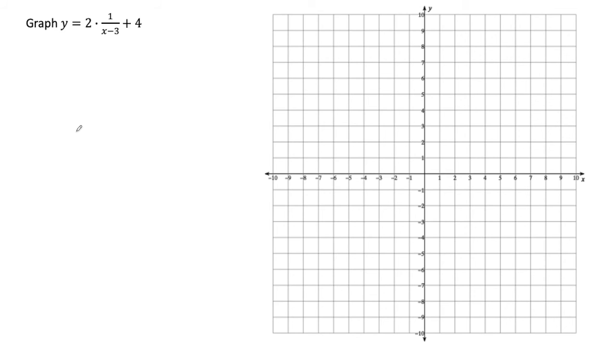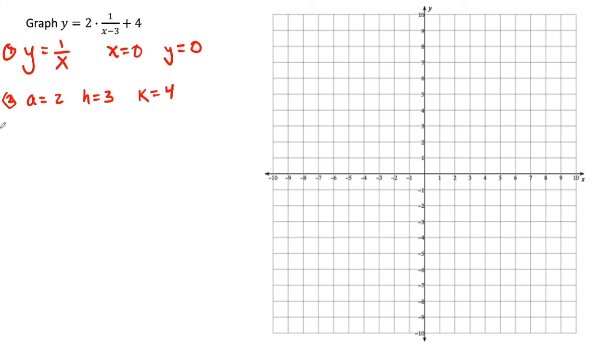Our final function transformation is going to be our reciprocal function, and so the parent function of that is 1 over x. And so I would just want to make a note that there is a vertical asymptote at x equals 0 and a horizontal at y equals 0. So those are going to shift just like our x value shift and our y value shift. Okay, so step 2, our a value is 2, our h value is 3, and our k value is 4.